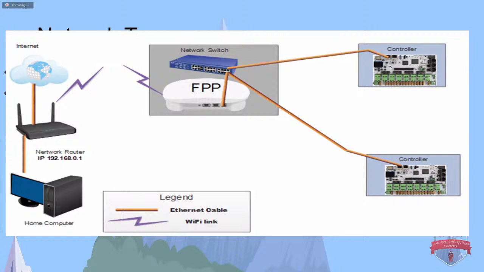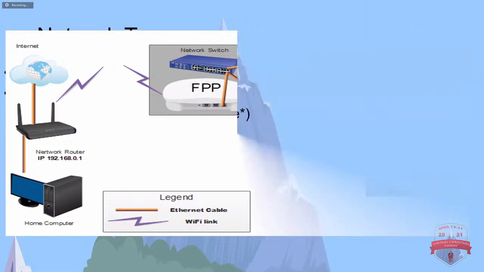The main FPP device will have the Wi-Fi IP address in the same subnet as your router, and the Ethernet interface will have an IP address in a different subnet, and all of your controllers will be on that subnet as well. This configuration has some advantages. All of your show network traffic is on its own network, so it doesn't interfere with your home network. And with the FPP device bridging the two networks, your show devices all have access to the internet for such things as updates. And if you only had one controller, you wouldn't need a switch. You just wire it directly from the FPP directly to the controller.